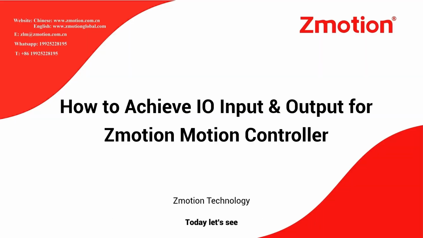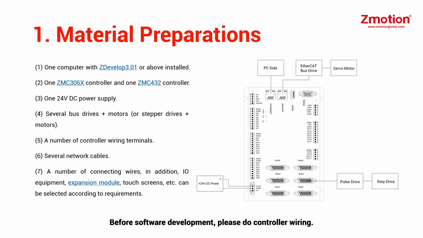Today let's see how to achieve I/O input and output for Zmotion motion controller. Before software development, please do controller wiring. If there is no controller, a simulator can be used. Connect to the program through the simulator to debug firstly, then connect to the controller to run.